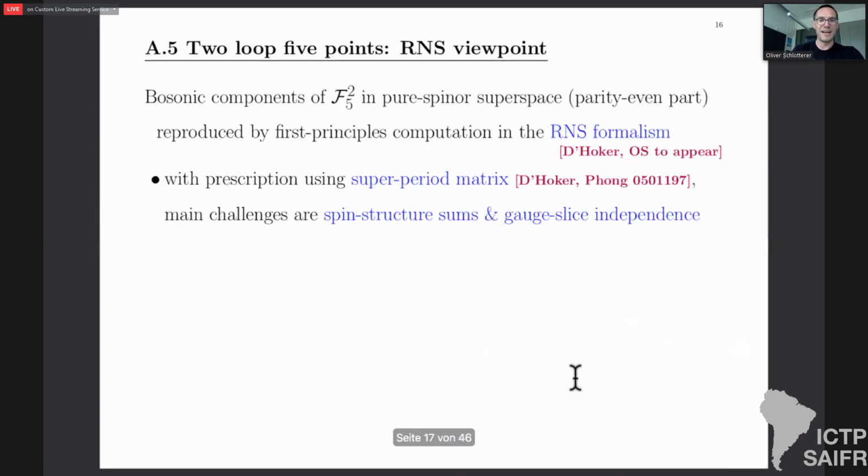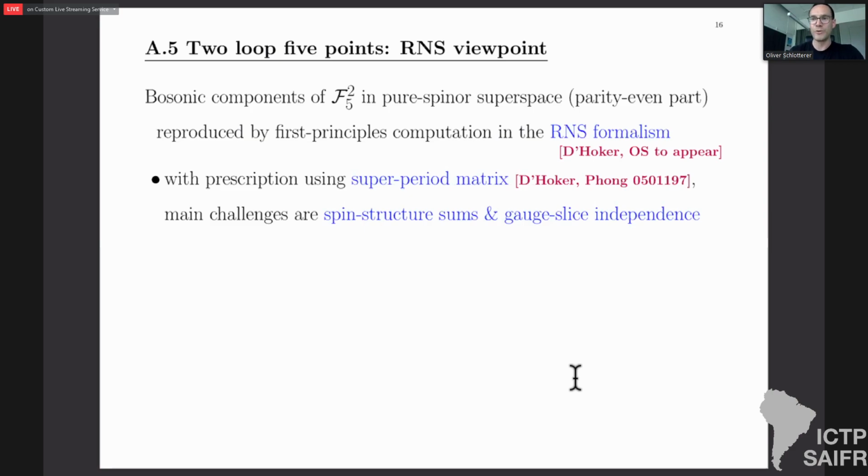Yeah, so this was about the pure spinor-induced result for 2-loop 5 points. There is an ongoing RNS calculation. Okay, let's say we already have a result, namely that a first principles calculation in RNS for the external bosons is giving the same result as doing pure spinors and then extracting the external bosons from the theta integral. So this is to say we have another high loop, high leg case where RNS and pure spinor work out together and give the same amplitudes.